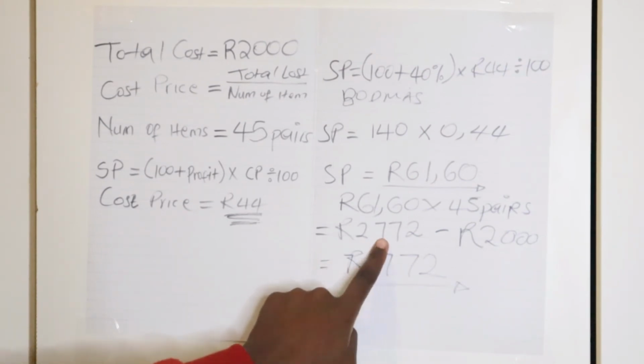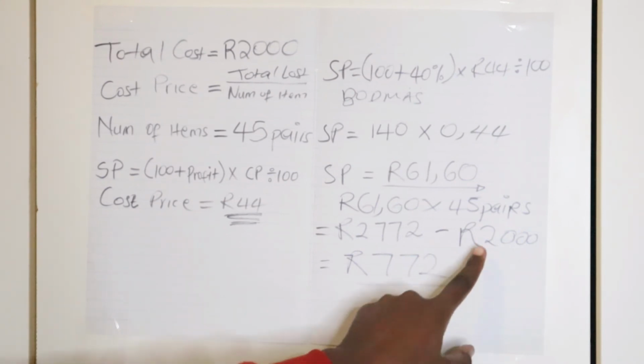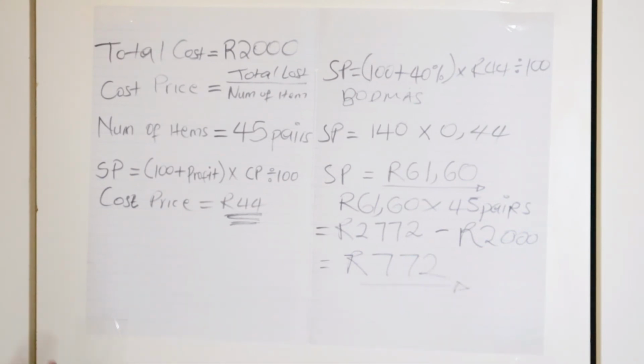And 2,772 is the money that you have gained back. And this 2,000, you can use it to stock again 45 pairs of lashes. So yeah, that's how it works.